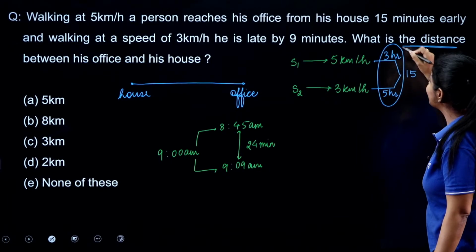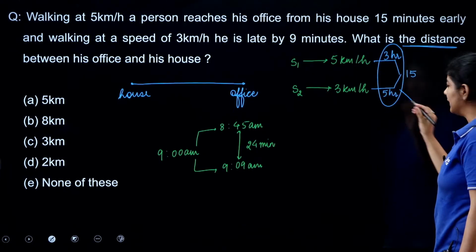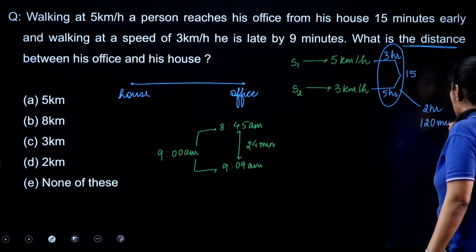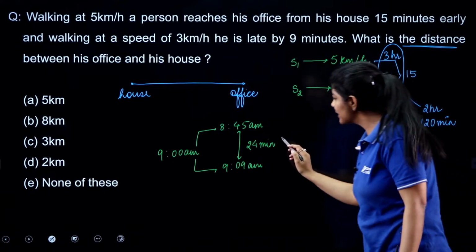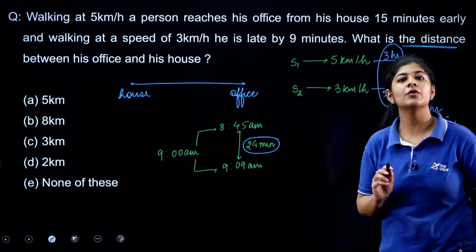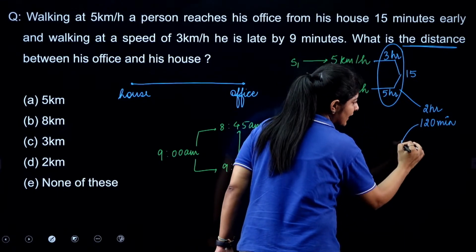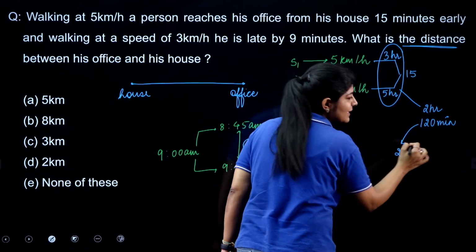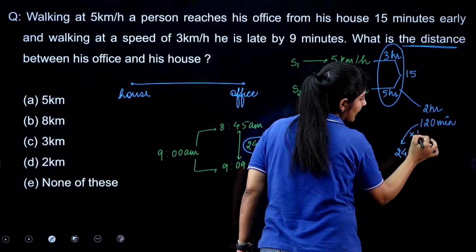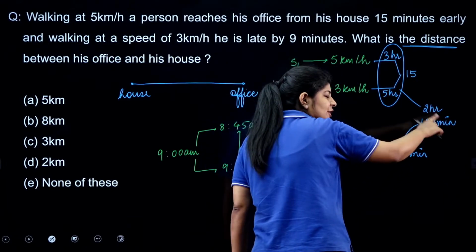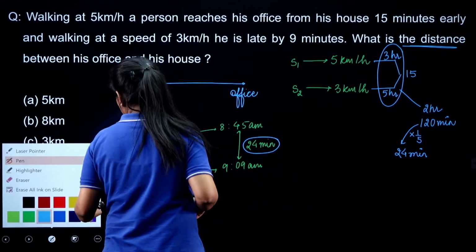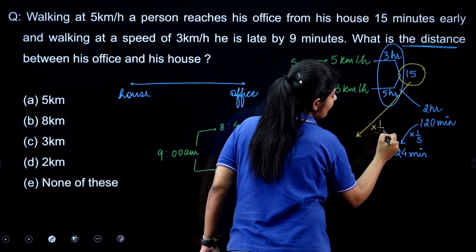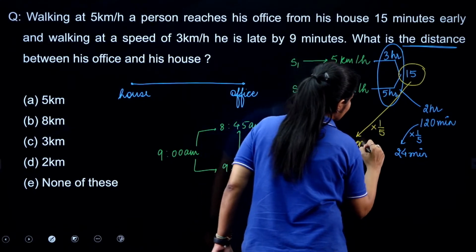So the difference between the times as per these speeds is nothing but 2 hours, or we can write it as 120 minutes. But according to the question, the difference between the times is only 24 minutes. So the value of this 120 minutes is nothing but 24 minutes. So it is a multiple of what? It is a multiple of 1 by 5. If this value is a multiple of 1 by 5, that means this value is also a multiple of 1.1 by 5. And here we are getting our answer as 3 kilometers.